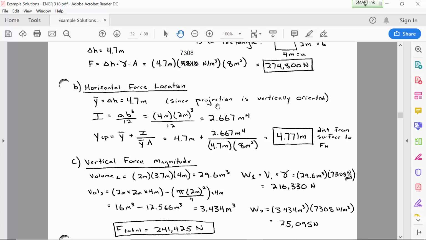So overall we have the area moment of inertia, put it into the YCP equation. And so what YCP represents in this case is just the vertical distance from the surface to the point of force application. Because it's a vertical projection, that means that YCP doesn't have to follow an inclined path. It's just straight up from where the force is located to the surface. Any questions so far?